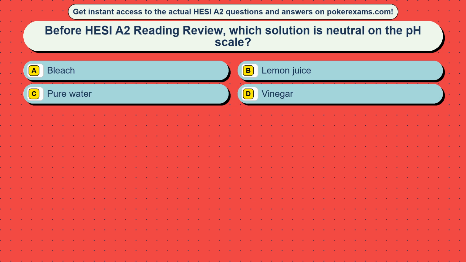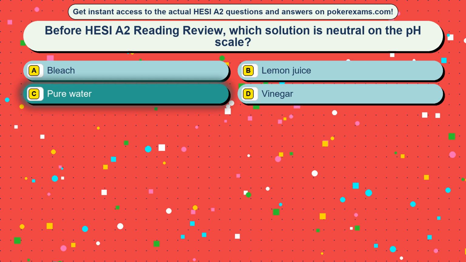Question 15. Before HESI A2 reading review, which solution is neutral on the pH scale? Option A, bleach. Option B, lemon juice. Option C, pure water. Option D, vinegar. The correct answer is option C, pure water.